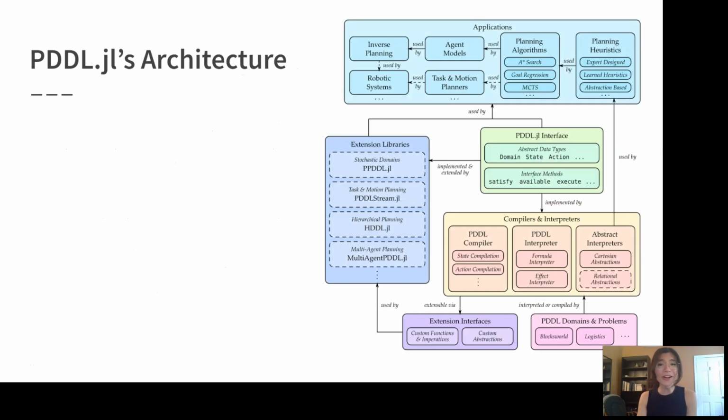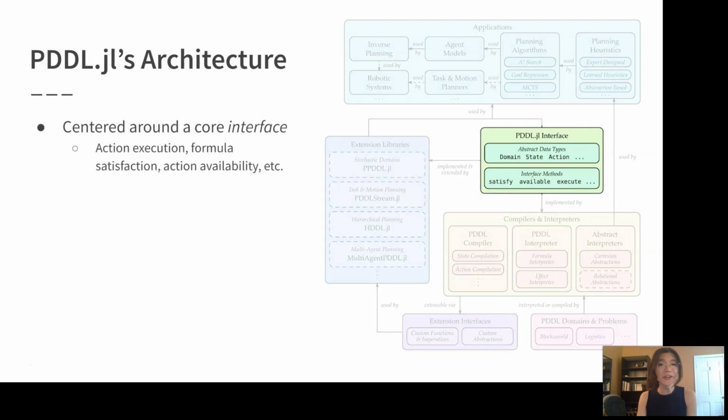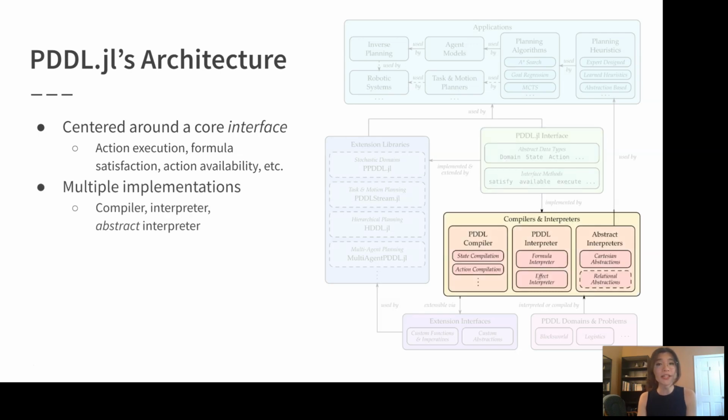In contrast, here's the architecture of PDDL.jl and its surrounding ecosystem. Unlike standard planning systems, the core design target of PDDL.jl is a common interface for interacting with symbolic planning domains. This interface includes basic planning operations, such as executing actions, determining the set of applicable actions, or querying state variables, providing reusable building blocks for a wide range of algorithms and applications. In addition, PDDL.jl provides multiple implementations of this interface, allowing users to navigate the trade-off between extensibility, debuggability, and performance.